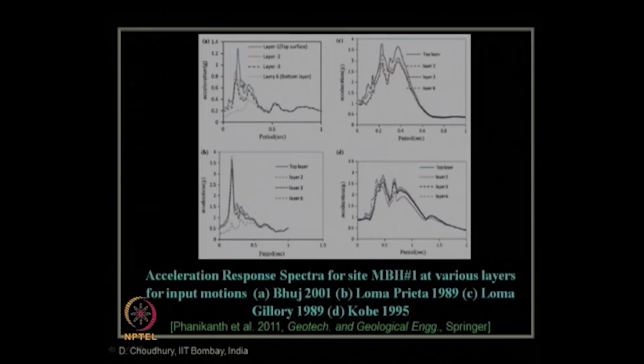So, this is about layer variation. Now, let us compare Bhuj motion with respect to Kobe motion. What can we see? For Bhuj motion, the major damage will occur, or the peak value of spectral acceleration we got is at a period of about 0.2 seconds, right. Whereas for Kobe motion, the peak at the same top layer ground surface is at about 0.5 second.